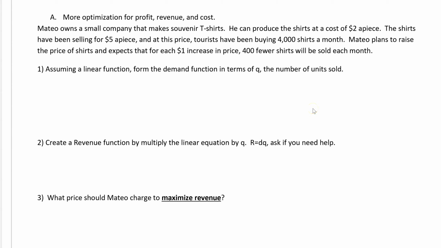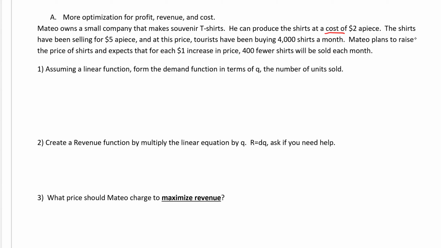Hello. This optimization problem is for our business people. So Mateo owns a small company that makes souvenir t-shirts. He can produce the shirts at a cost of $2 a piece. That's our cost right there. So you always want to focus in on two things that we have. That's cost and our revenue.